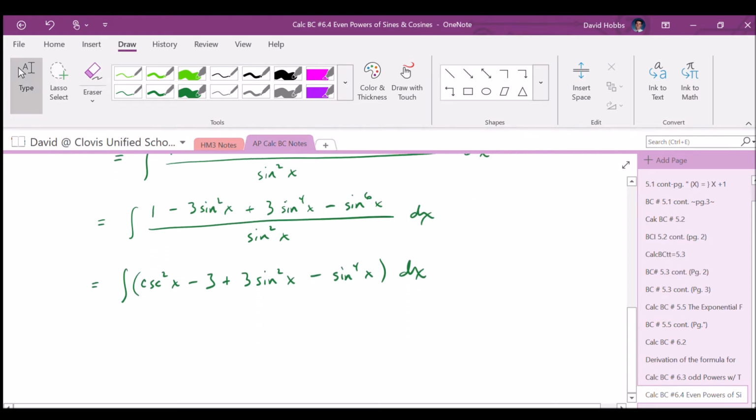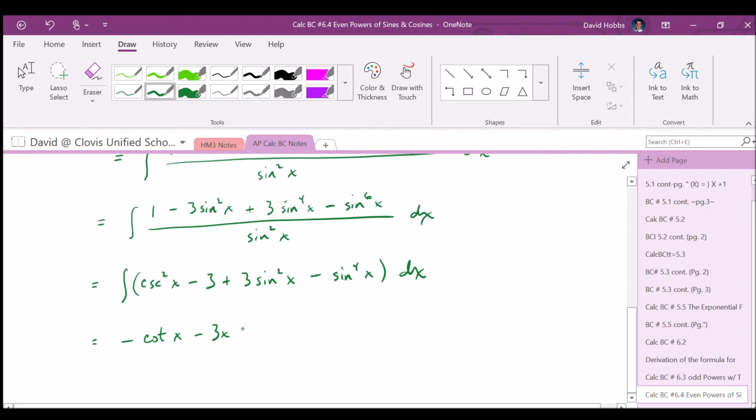Okay, so, well, let's see. Cosecant squared, isn't cosecant squared simply the derivative of negative cotangent x? So, integrating term by term here, we've got negative cotangent x. I've got minus 3x, okay? Now, plus 3 sine squared x. Okay, that's an even power, okay?